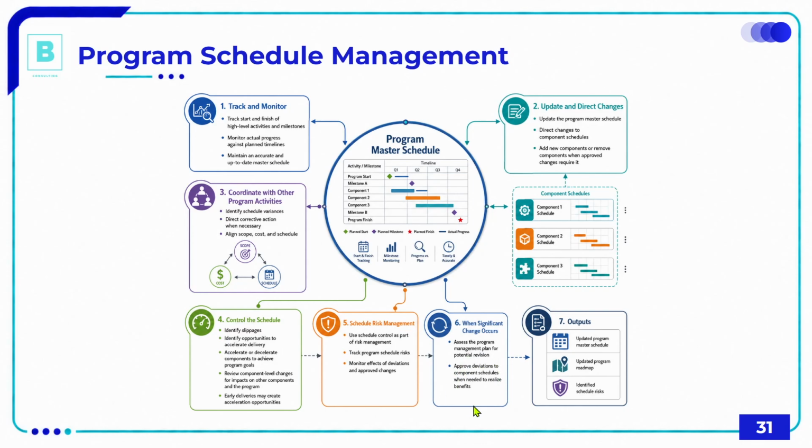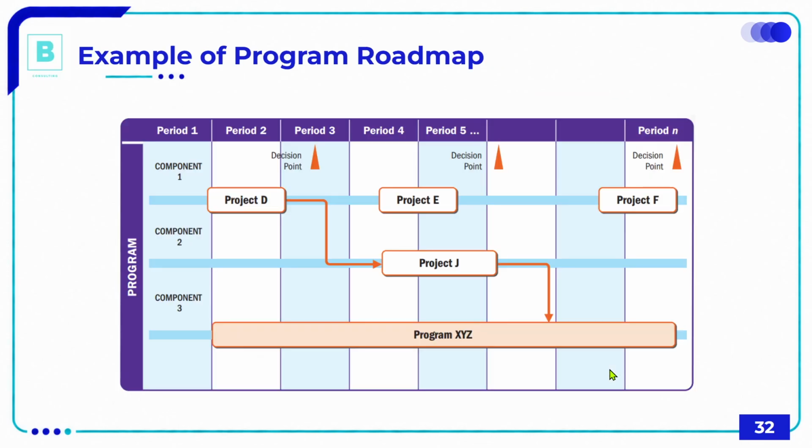Okay. So the output of the schedule management is an updated program master schedule, an updated program roadmap, and identified program risks. This is an example of a program roadmap. You can see here we have different periods in the program and different components. So which component will be executed in which period? What is the relationship between the components, etc.? This is called a program roadmap.